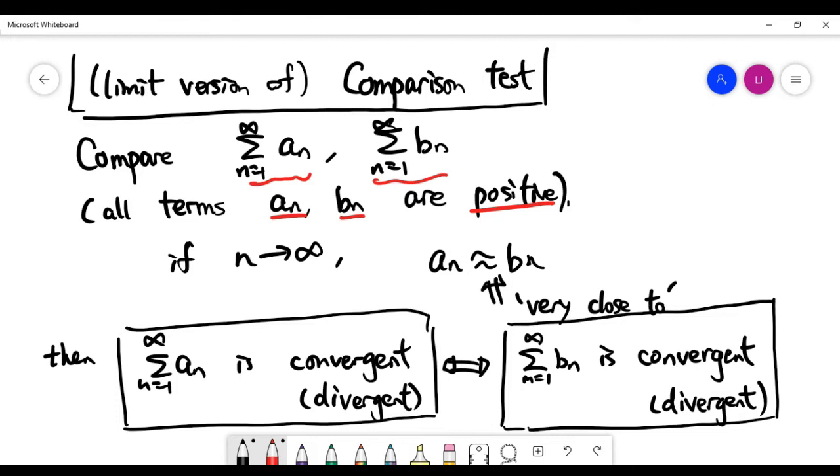It means that if you see some negative terms, it may not be appropriate to apply the comparison test. Let's look at how you can proceed from there. We just compare the terms when n is big. When n is going to infinity, if we obtain that the two terms are very close to each other, they may not be the same, but we require them to be very close. In that case, the two series we compare have the same behavior. If one of them is convergent, the other one is also convergent, right?